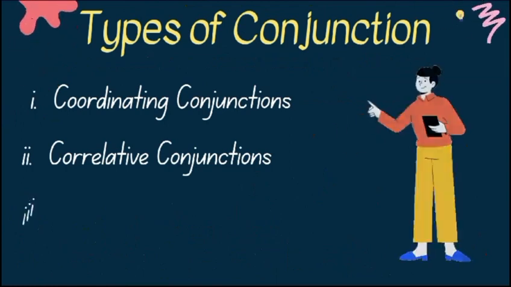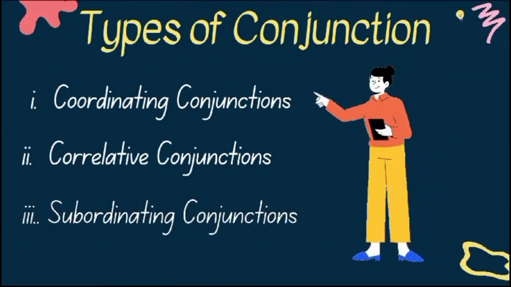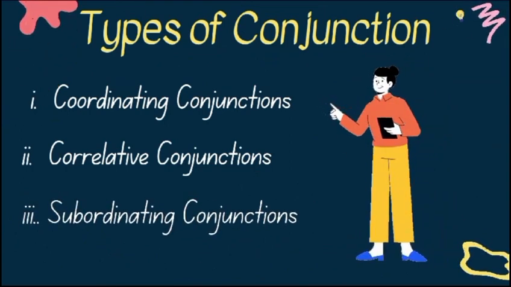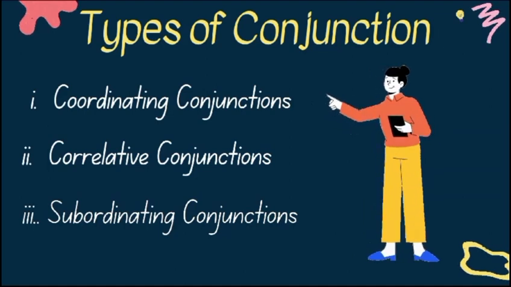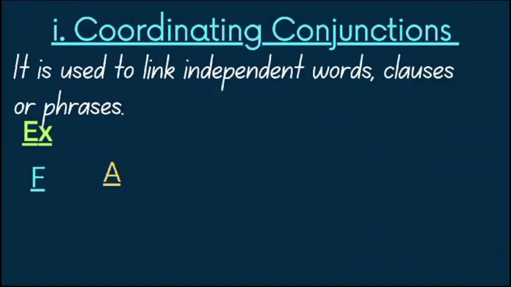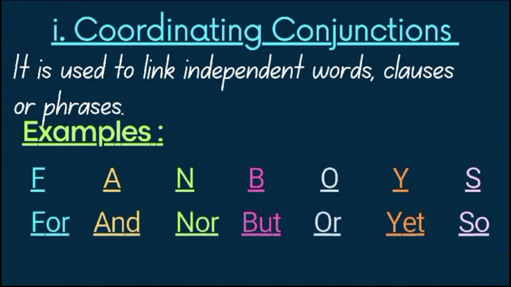Types of conjunction. 1. Coordinating conjunctions. 2. Correlative conjunctions. 3. Subordinating conjunctions. 1. Coordinating conjunctions. It is used to link independent words, clauses, or phrases.